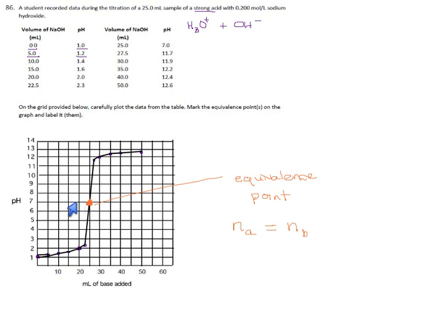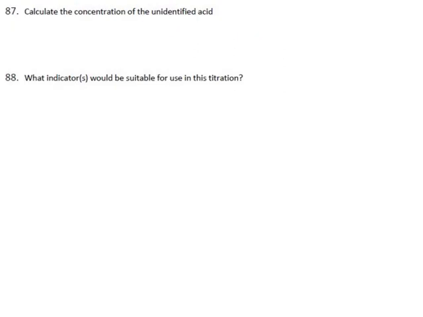It won't always be at pH 7, but in this example it is. If you have a strong acid versus a strong base, then the equivalence point will be at pH 7, and that's another thing that makes it easy to find. Now, they ask us a couple more little things about this. They say, find the concentration of the acid, and what indicator would we use for this?